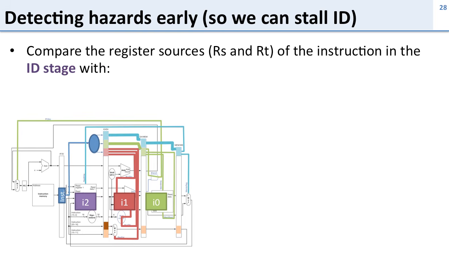So in order to do this, we need to be able to detect these hazards. And if we're going to start stalling in the instruction decode stage, we need to detect them early. So how do we detect if we need to stall in the instruction decode stage? Well, to do that, we need to compare the register sources of the instruction in the instruction decode stage and see if any of the subsequent instructions are going to write to it.